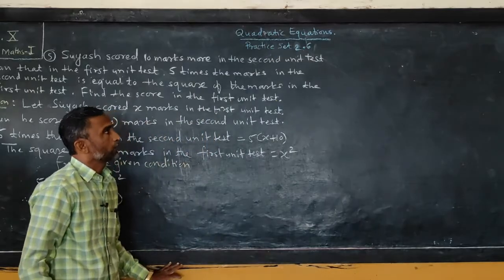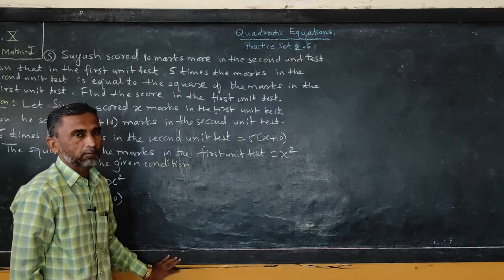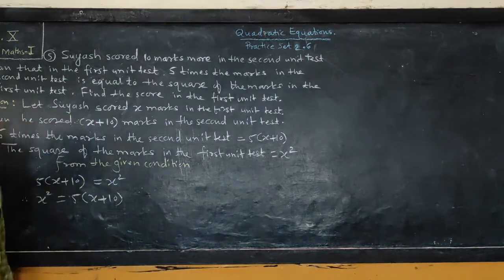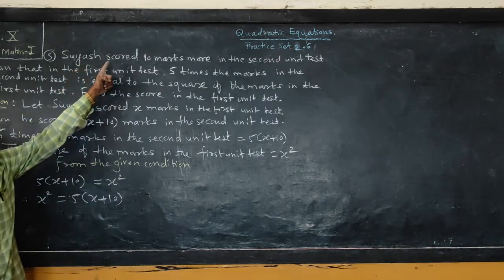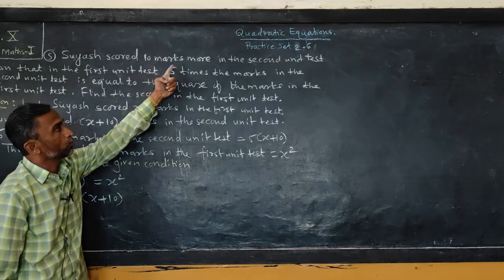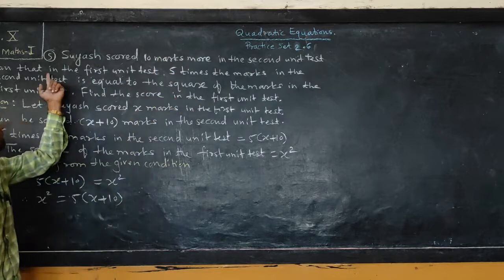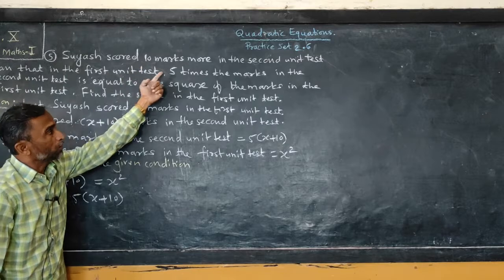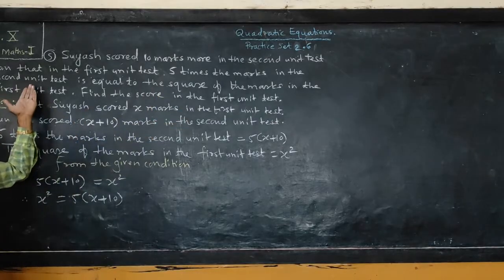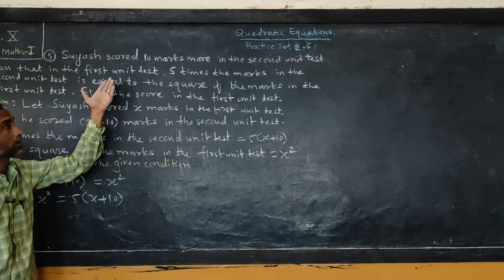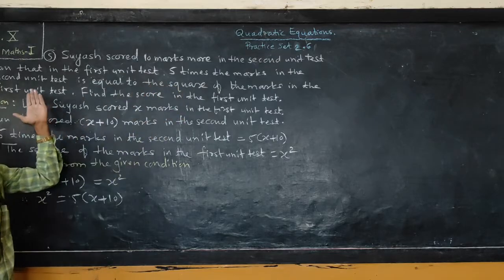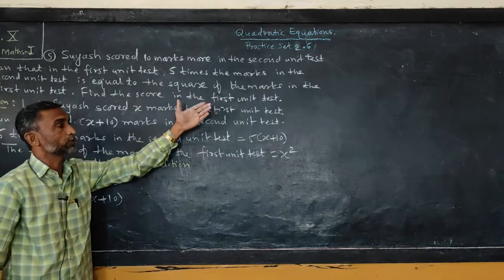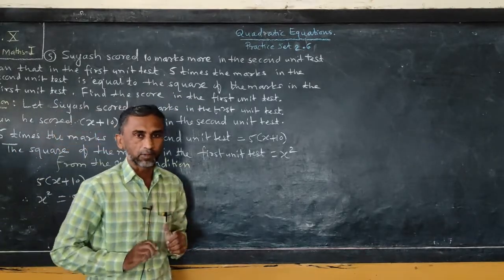So, today I am going to take the next examples from practice set 2.6. Example number 5. Suyash scored 10 marks more in the second unit test than in the first unit test. 5 times the marks in the second unit test is equal to the square of the marks in the first unit test. Find the score in the first unit test. So this is the example.